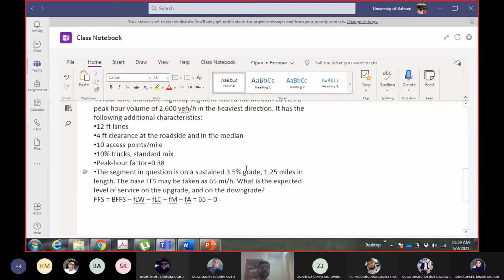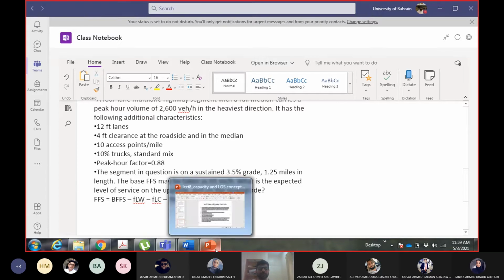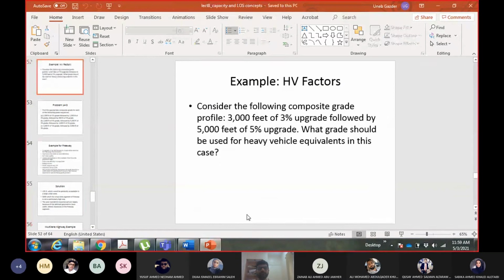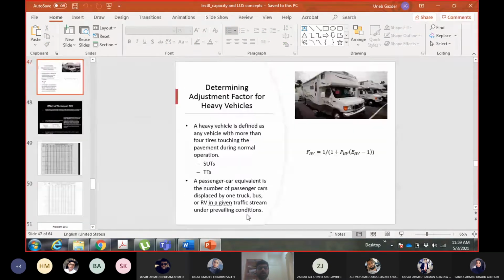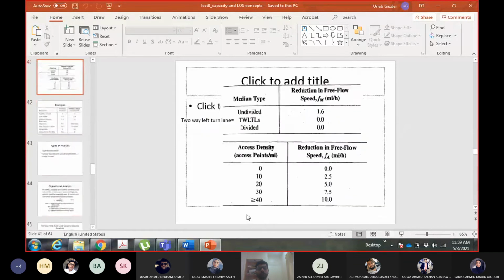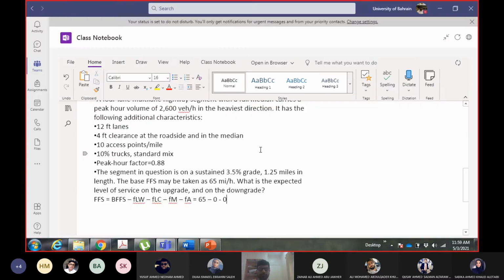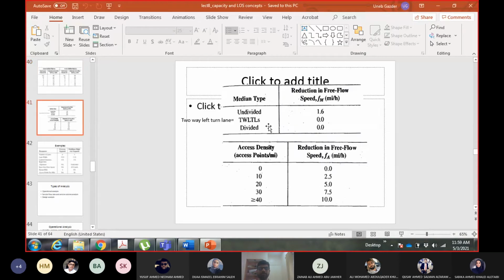Lateral clearance is 4 feet on each side, so total is 8 feet. Total lateral clearance 8 feet. And it's a 4-lane multi-lane highway. So 4-lane multi-lane highway, 8 feet lateral clearance. Looking at the table, 4-lane means this area, and 8 feet means 0.9 is the factor. Then minus the factor for median type.